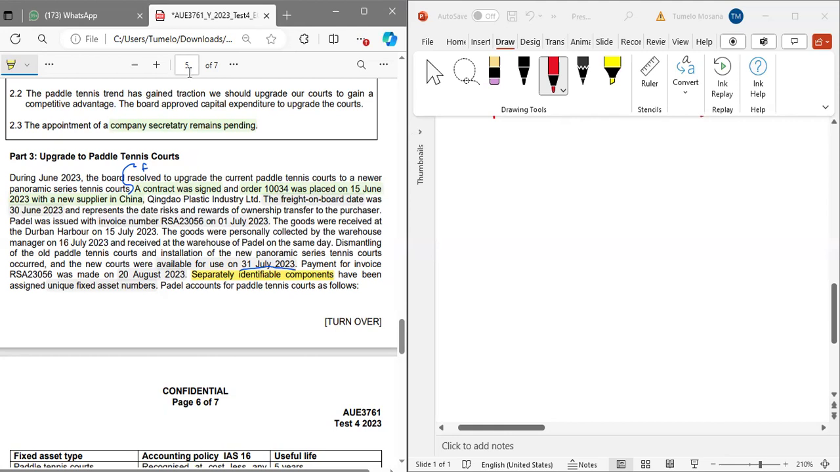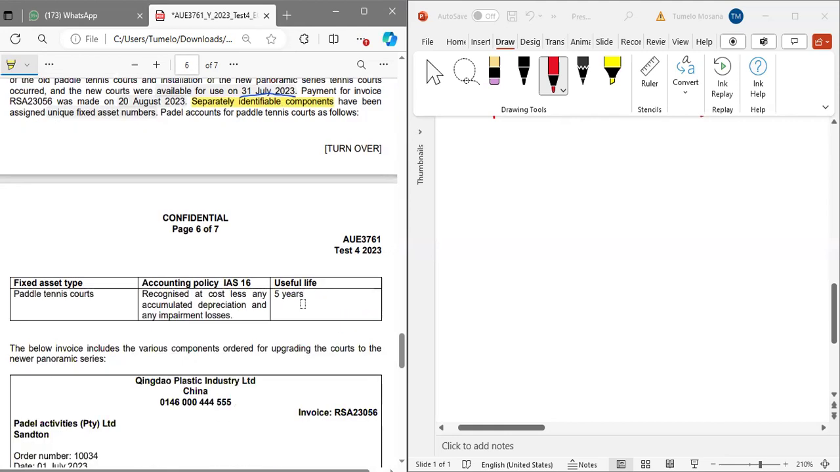So Pendleton accounts for it as follows. They recognize everything in terms of IAS 16, with a useful life of 5 years at cost less depreciation and accumulated impairment. Now this would be very relevant for us if we were dealing with the accuracy assertion. Anything that can impact the accuracy would be very helpful to us, because this would be very useful when we recalculate the carrying amount.